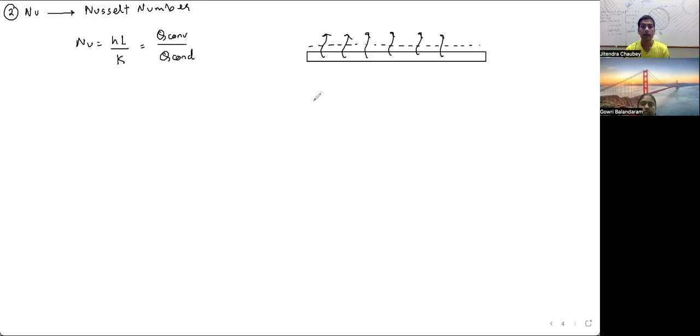Then what is convection? Convection is basically when the fluid is flowing over the surface. Again, it has to carry the heat. It has to take the heat from the surface and give it to another surface.